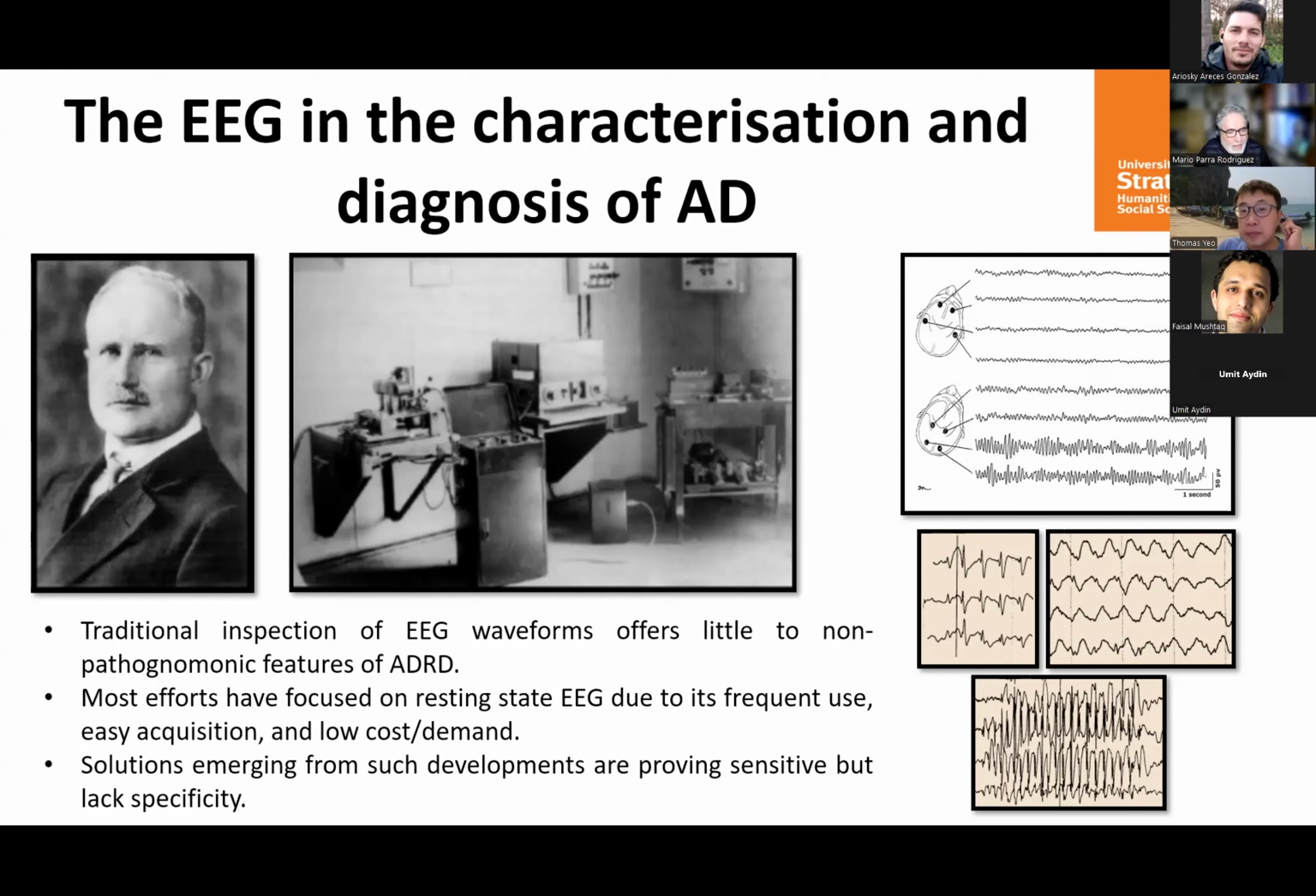However, the challenge with these emerging developments in resting state EEG is that they are sensitive. They seem to be able to pick up changes and classify patients from controls with a relatively good level of accuracy in terms of sensitivity, but their specificity is still lacking. So they fail to tell us, as Professor Paolo Orsini mentioned earlier, what kind of condition, what kind of disease. And that's why he remains skeptical about the potential diagnostic value of the EEG.